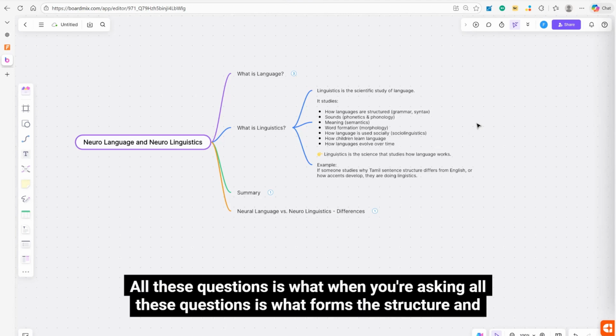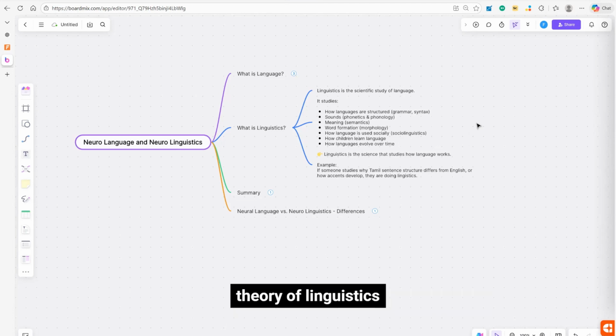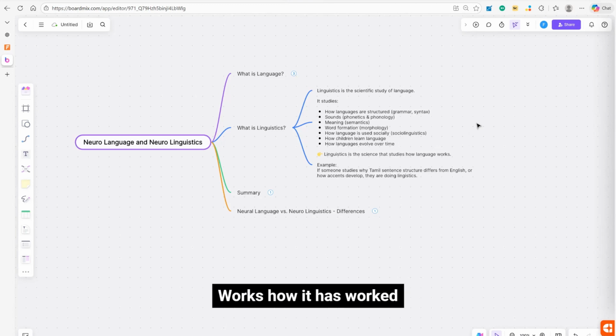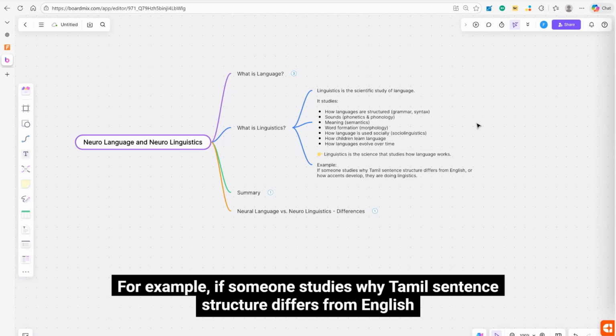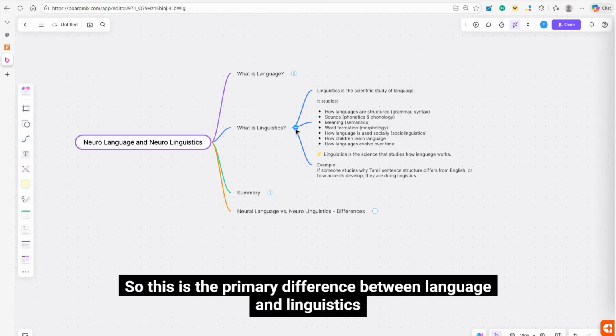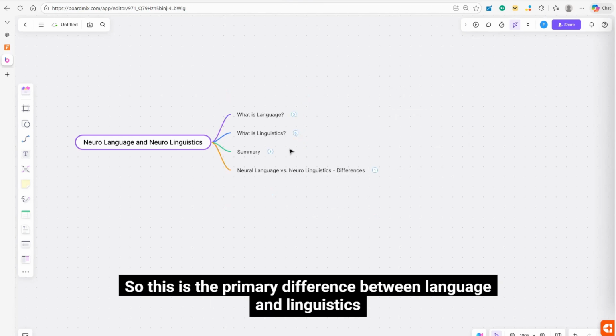All these questions, when you're asking them, form the structure and theory of linguistics, how languages evolve over time. Linguistics is the science that studies how language works, how it has worked, how it's working, how it's going to work. For example, if someone studies why Tamil sentence structure differs from English or how accents develop, they are doing linguistics. Okay, so this is the primary difference between language and linguistics.